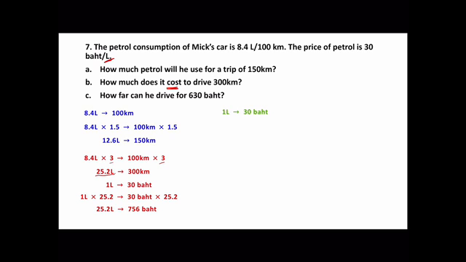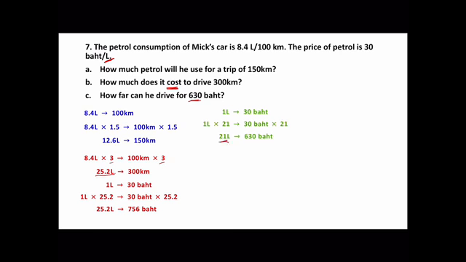So start again, 1 liter is 30 baht. So we want to know how many liters for 630. So we need to times the 30 by 21, it becomes 630, which means we need to do the same to the 1. So we know 21 liters is 630 baht. Next, we want to know how far will 21 liters take us.